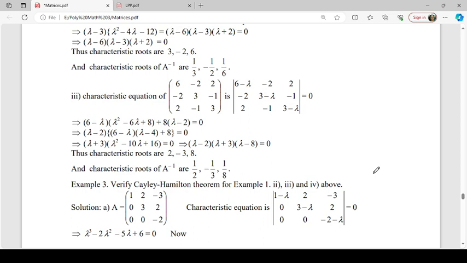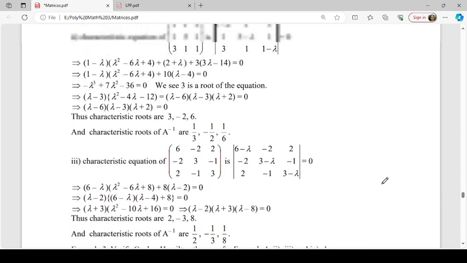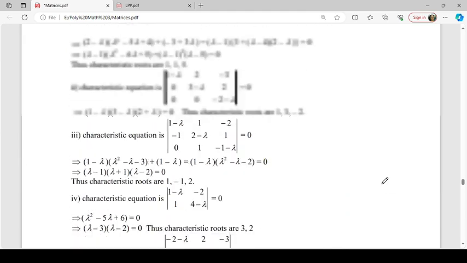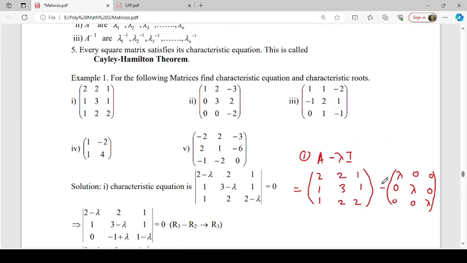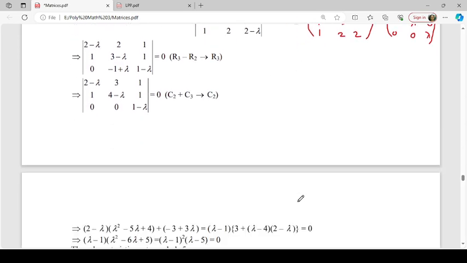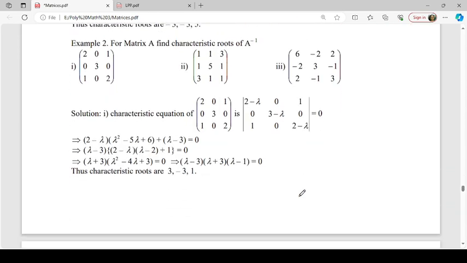So the Cayley-Hamilton theorem, we have examples 1, 2, 3 and 4. This is a second order matrix and this is a third order matrix. So let us see these things.